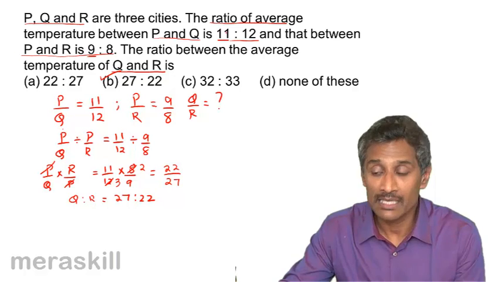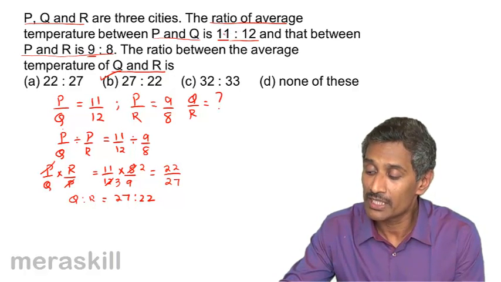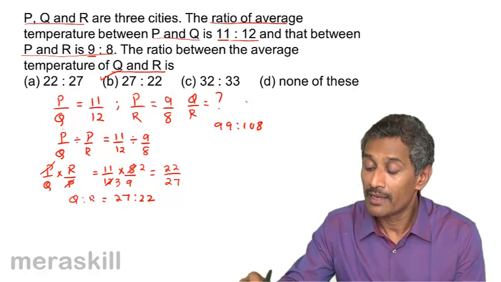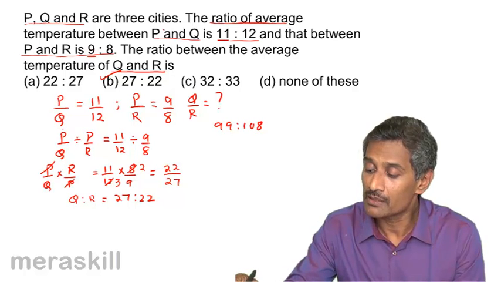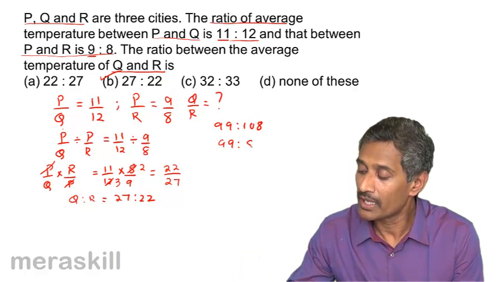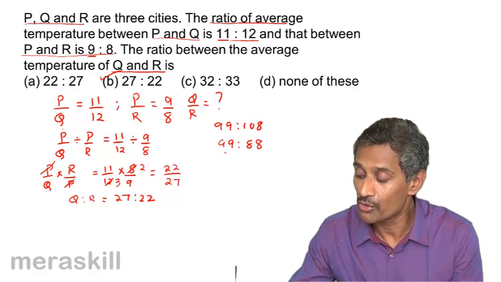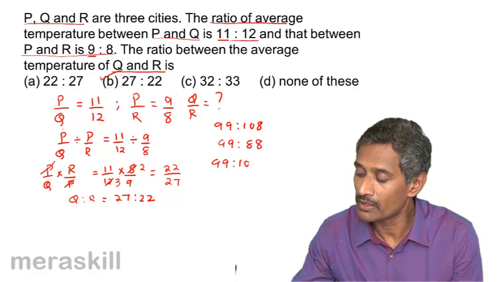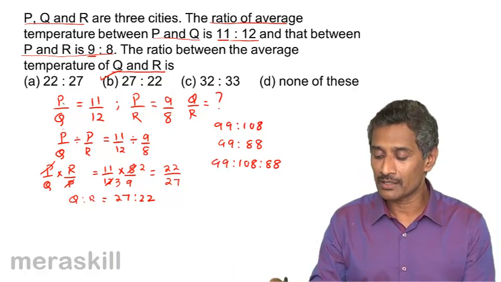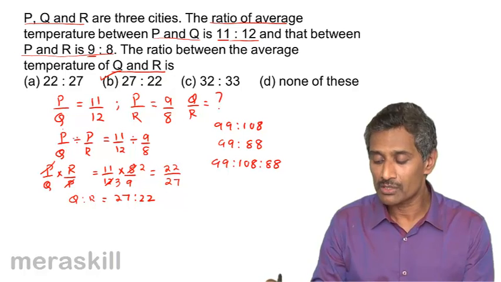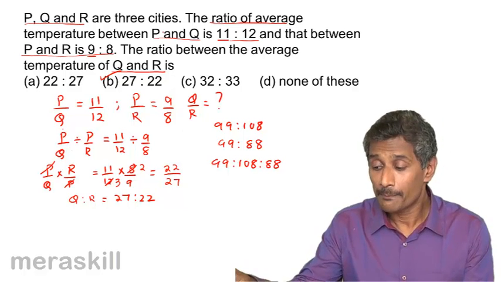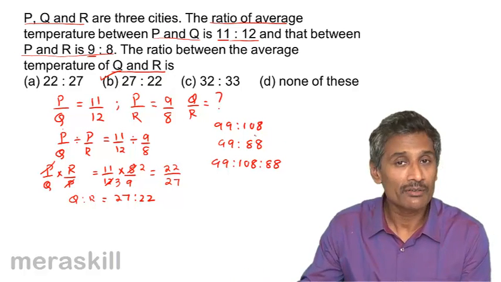So 11 and 9 is 99, so you can multiply the terms of this ratio by 9, so that you get 99 is to 108. And you want to make this also 9 because P is a common term. So you multiply this by 11 and you get 99 is to 88. So in this case, the continued ratio of all the three is 99 is to 108 is to 88. But in this particular question, it would be easier to do it by the process of division because we need to eliminate away P. So this is a case of how you can possibly obtain continued ratios from this.